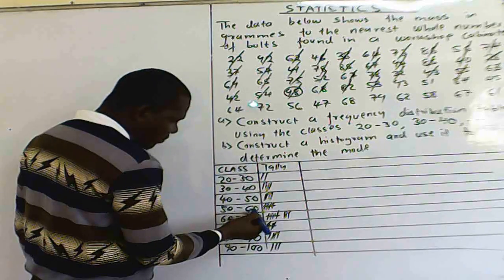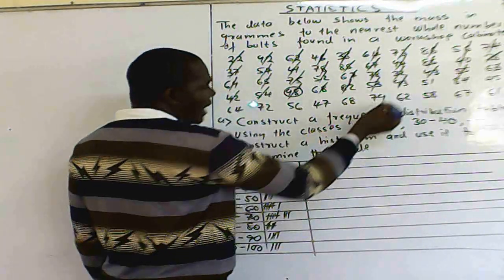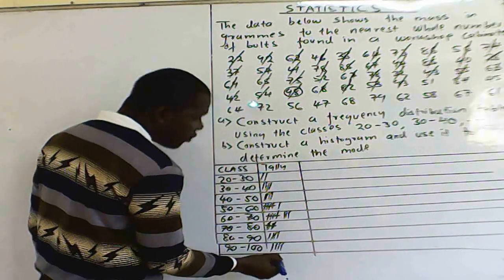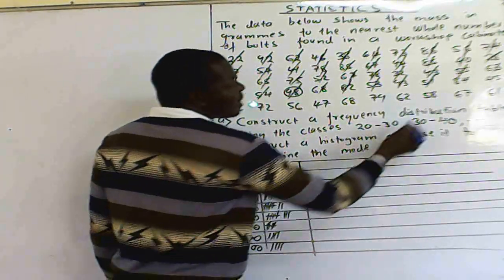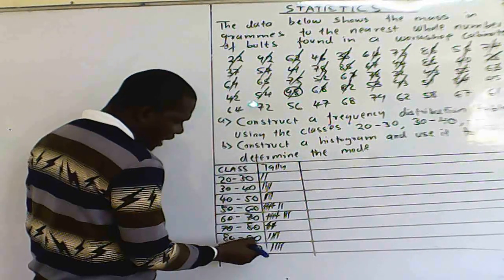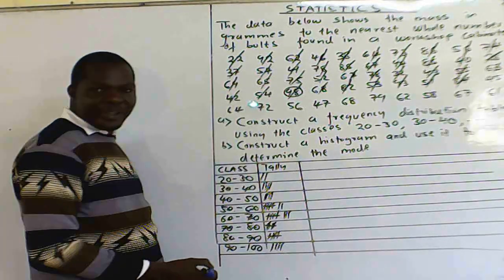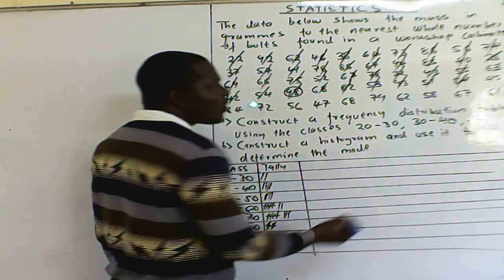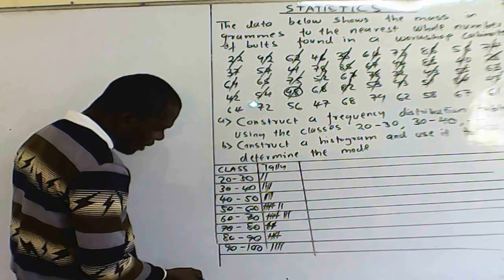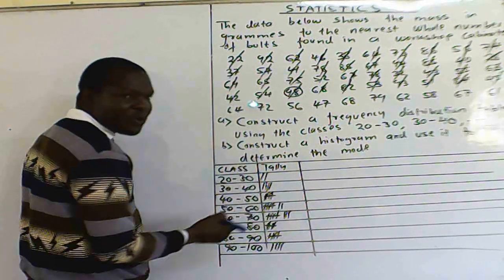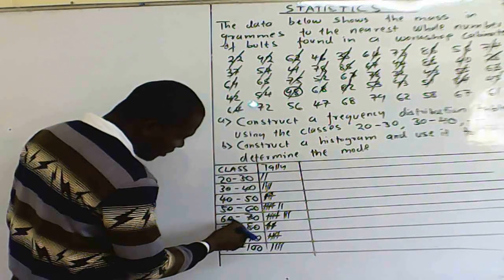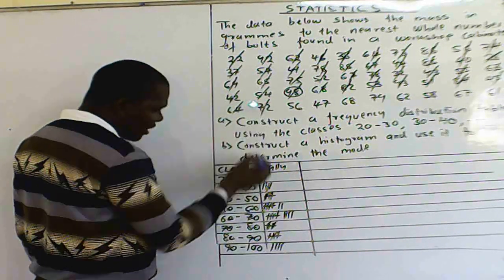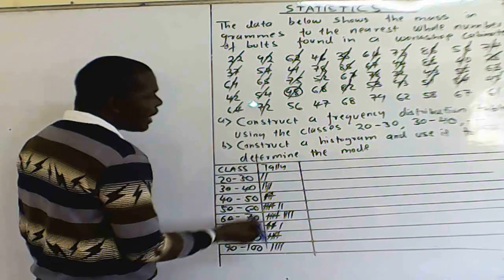53 is between 50 to 60. 93 is between 90 to 100. 51 is between 50 to 60. 84 is between 80 to 90. Are we in time, isn't it? Yes. You move on. 45 is between 40 to 50. Yes. Then 64 is between 60 to 70. 72 is between 70 to 80.